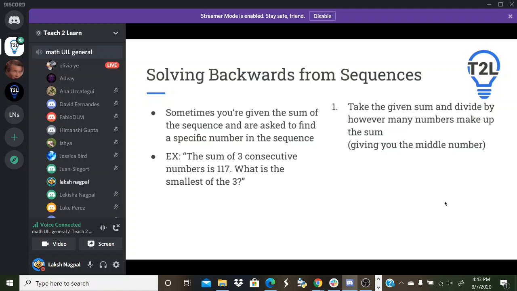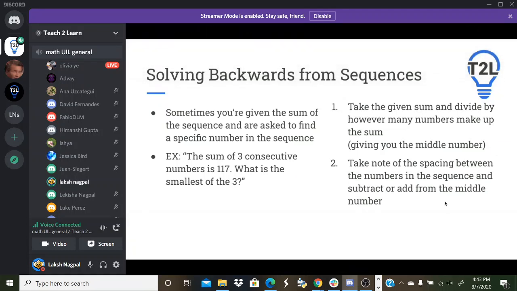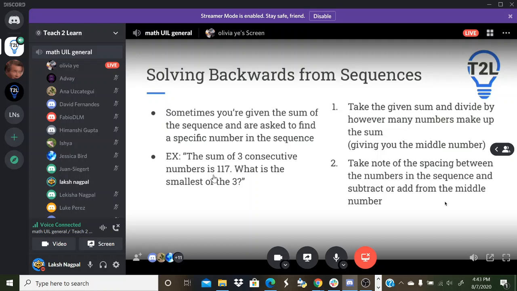Now, you know that there's three total numbers and that 39 is the middle number. So that means that there's still one number ahead of 39 and one number behind. And this is asking you the smallest one, meaning the number that's behind 39. So to do that, you want to take note of the spacing between the numbers, otherwise known as the step size. And then with that step size, you want to either add or subtract from the middle number. So in this case, it wants you to find the smallest one, so you want to subtract from the middle number. And the step size in this case would be 1 because it's consecutive numbers, and consecutive basically means they come right after one another.